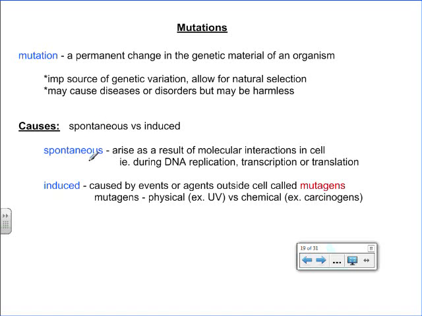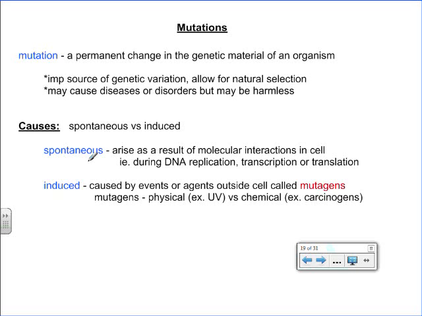So spontaneous simply means that it arises as a result of molecular interactions in the cell. It just kind of seems to happen. Nothing really is causing it to happen. So it happens spontaneously, usually during one of the three processes that we talked about: either DNA replication, during the transcription process where it's being converted into a message form, messenger RNA, or in translation, where there are errors in the amino acids that are put together.